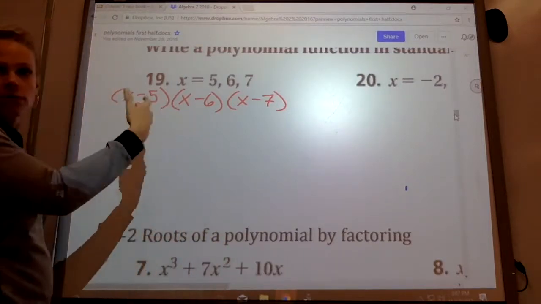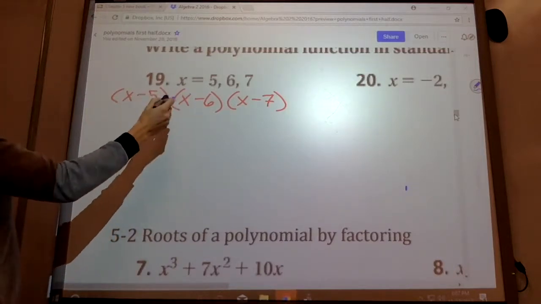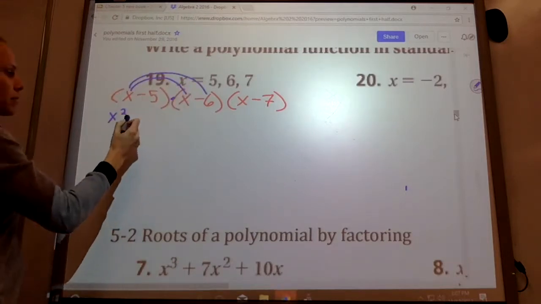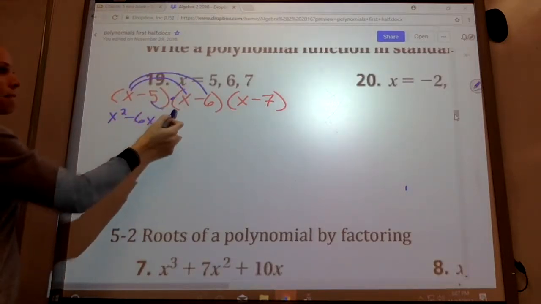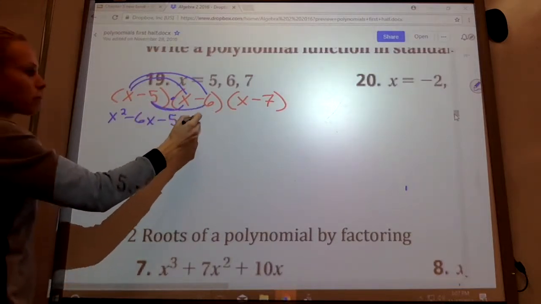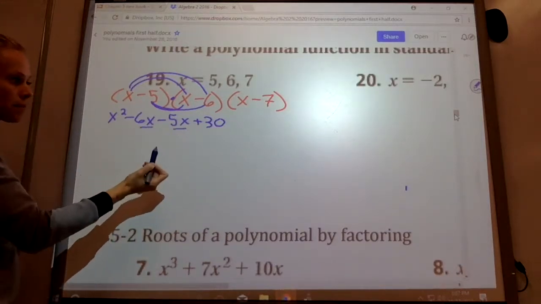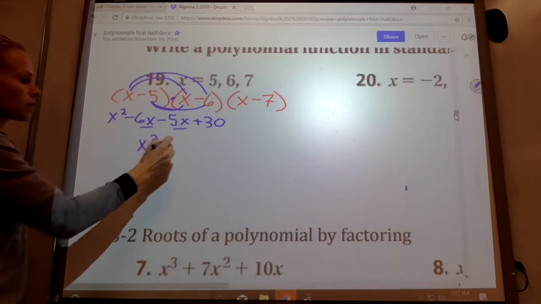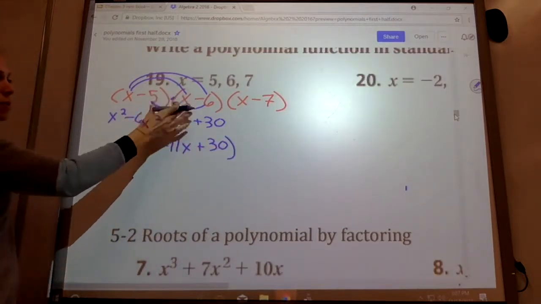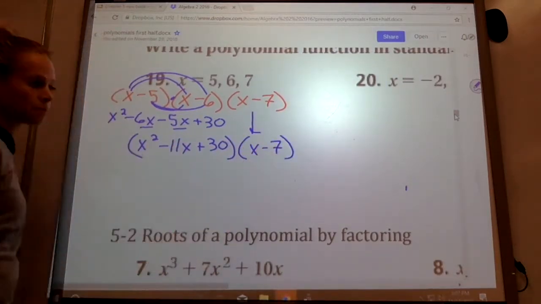So just work left to right. I'm going to multiply the first 2 together. That would be a FOIL. So x times x is x squared. x times -6, negative 6x. Negative 5 times x is negative 5x. Negative 5 times -6 would be positive 30. I do have some like terms to combine. So I end up with x squared minus 11x plus 30. But that's only multiplying 2 together. I still have 1 more to multiply.